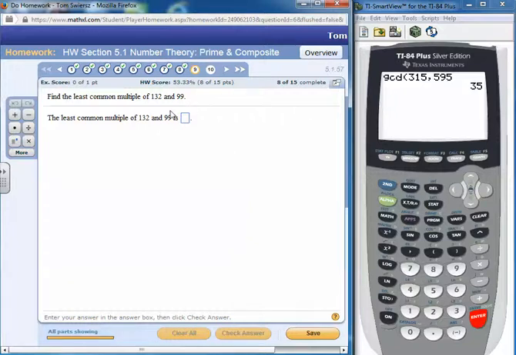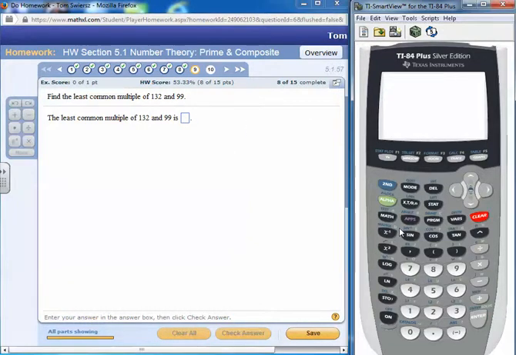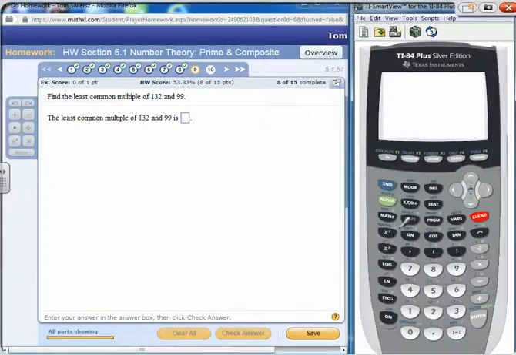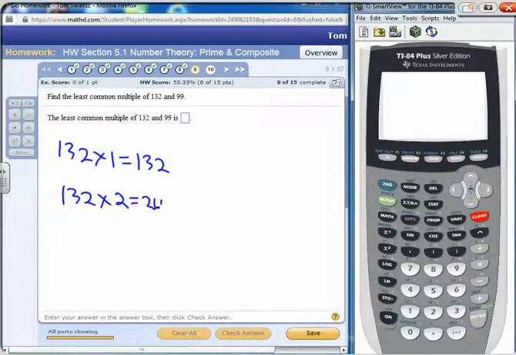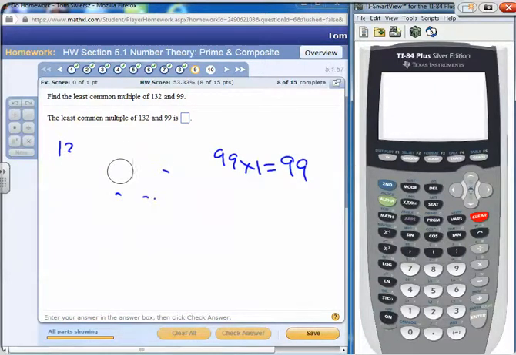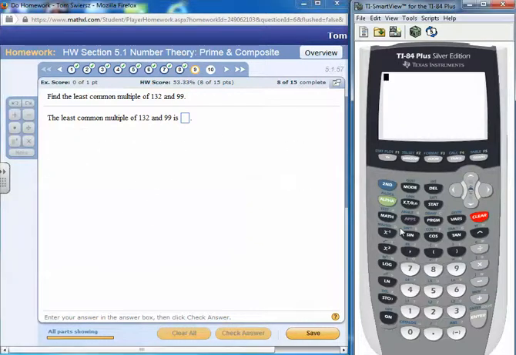The least common multiple of 132 and 99. Now, the least common multiple are the multiples of these two numbers. So it would be like 132 times 1, 132 times 2, and so on, which would be 264. And then it would be 99 times 1, which is 99, and so on. Now, that's a very inefficient way to do it. Fortunately, we can do it using prime factorization, and we can also do it on the calculator.